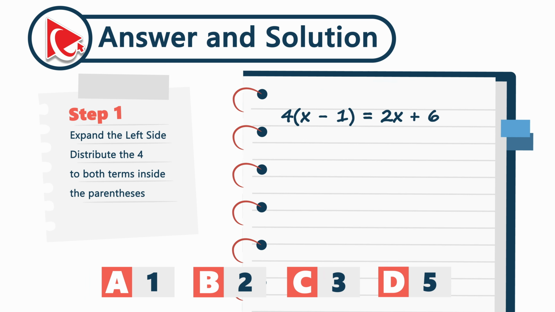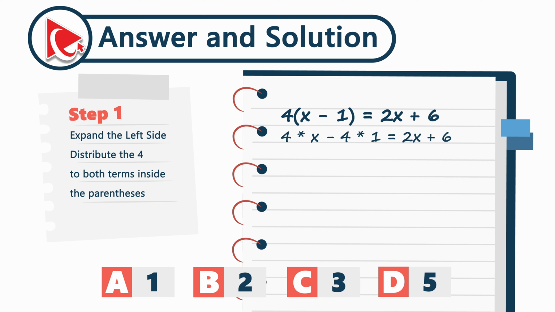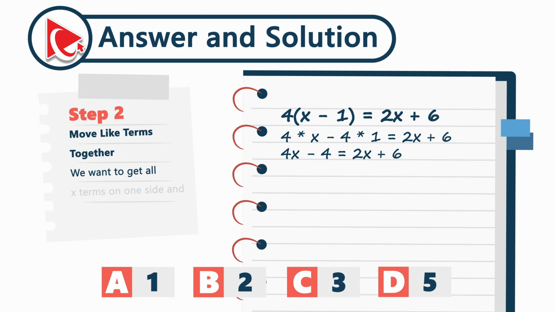In the first step, we need to expand the left side, and we need to distribute the 4 to both terms inside the parentheses. 4 multiplied by x minus 4 multiplied by 1 equals 2x plus 6. After we simplify, 4x minus 4 equals 2x plus 6. Now let's move the terms together.